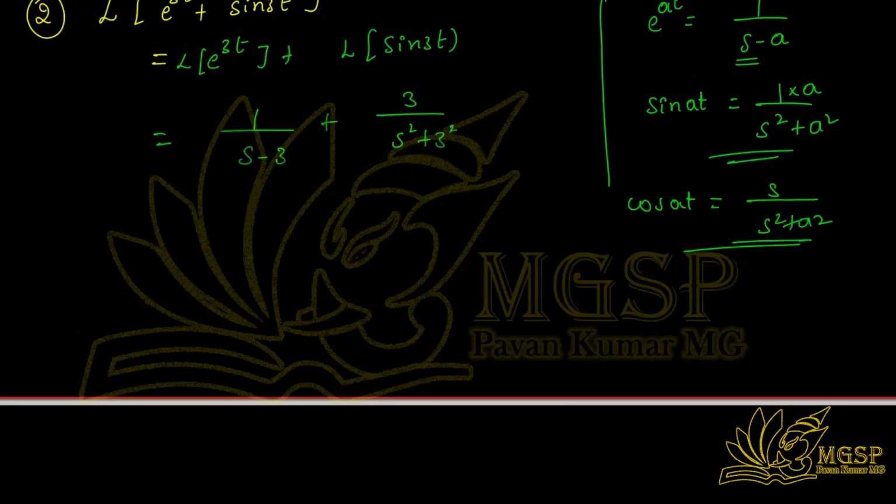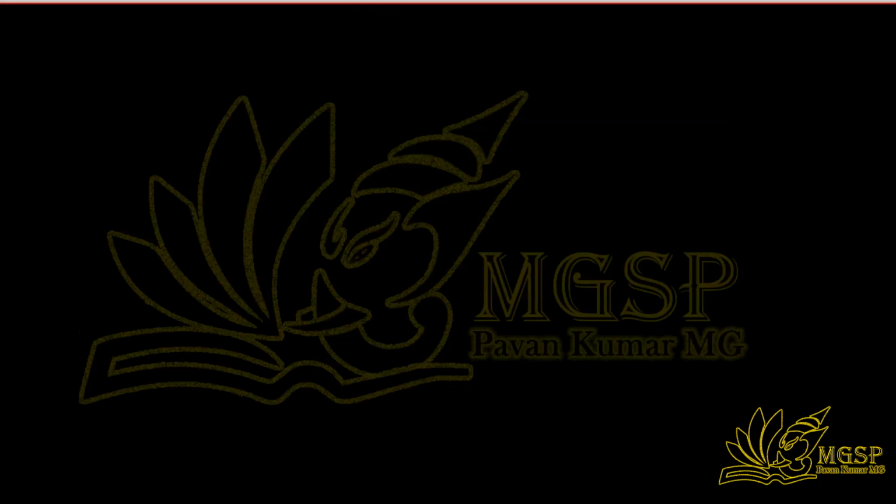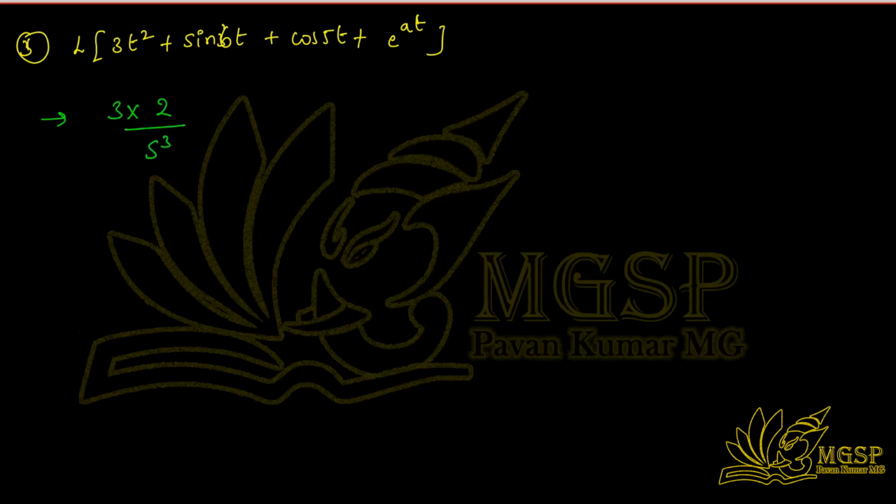Now we will use the formula with both properties which we have seen. Question number 3. I will give this as a problem; you can skip it, or you can solve it on your own: 3t squared plus sin 6t plus cos 5t plus e power at. You can check it out. The answer becomes 3 times 2 divided by s cube plus 6 divided by s square plus 6 square plus s divided by s square plus 5 square plus 1 divided by s minus a. This is what you will get.